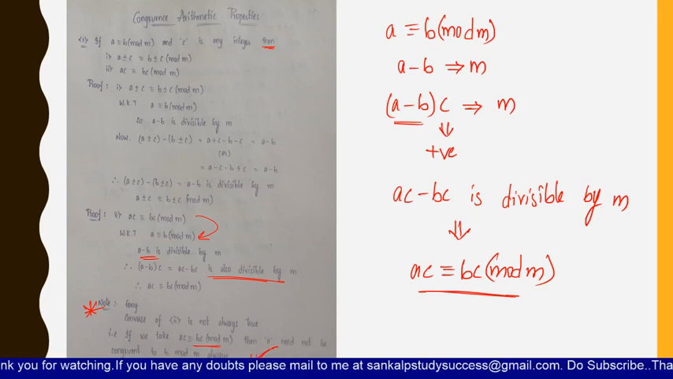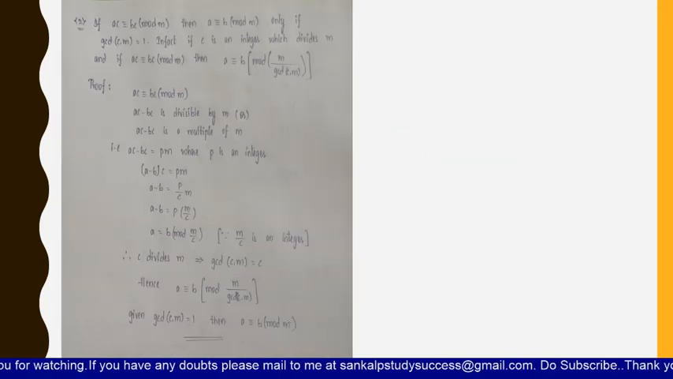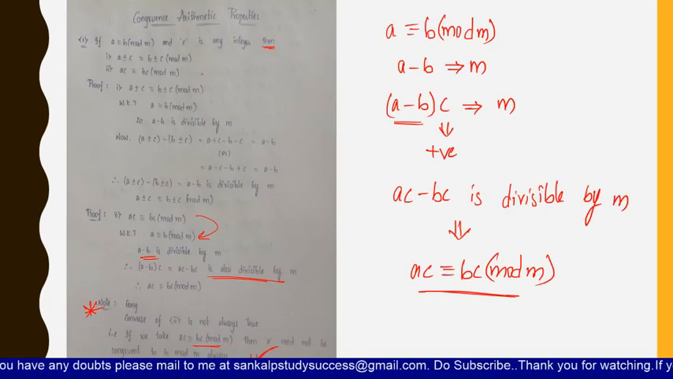So now this is the first property. So let's go into the second one. Here, if AC is congruent to BC mod M, then A is congruent to B mod M. We have just now seen that if this is congruent, then A need not be congruent. Here it is written that it need not be congruent.